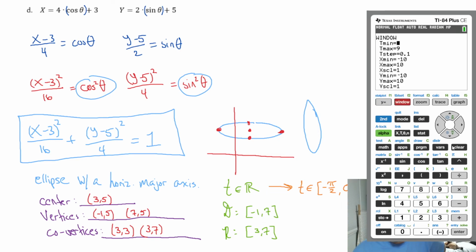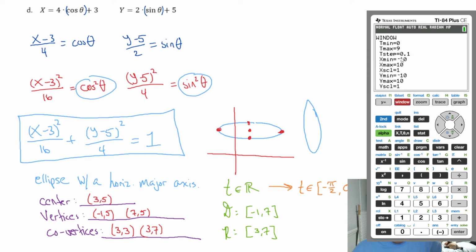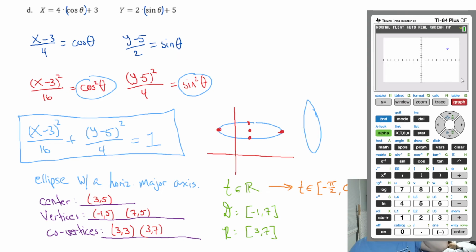What are we supposed to know, though? We're supposed to know a handful of things. You might remember me saying that you could scroll over and choose this color and line thing. The color blue is fine, of course, but you might want to turn on this little tracer ball. So I hit right twice to get to this option, and I'm going to say OK. And I'm going to go to window. I'm going to go by 0.01s so that my points get plotted more slowly. Then I'm going to say graph.